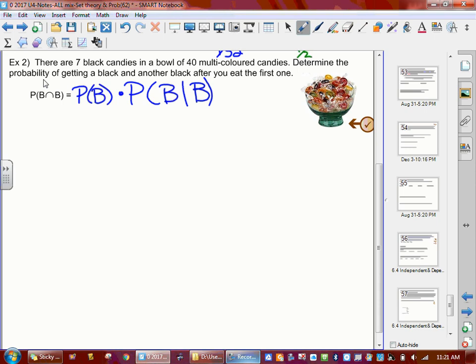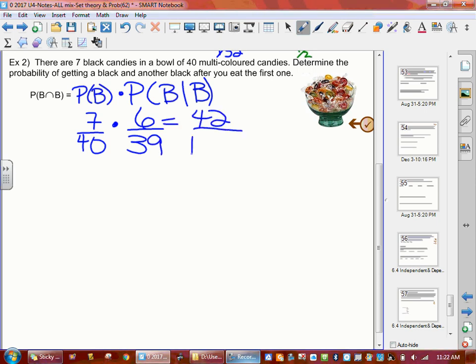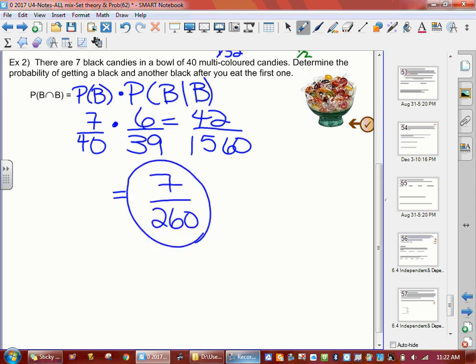It's the probability of pulling a black one and eating it after you ate the first black one. Well, there are 7 in 40 that are black. I ate a black one. How many are left? 6 in 39. That's going to give us 42 in 1560, which is 7 in 260. So that's the probability of picking 2 black ones, one after another, and eating them both.